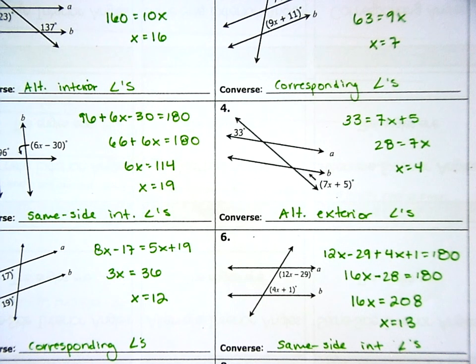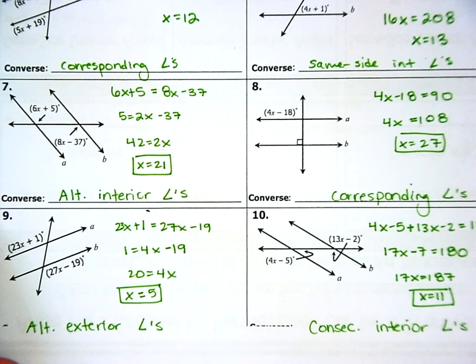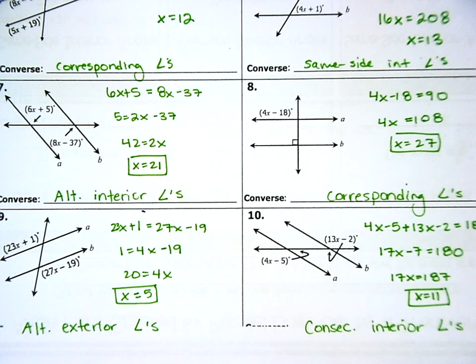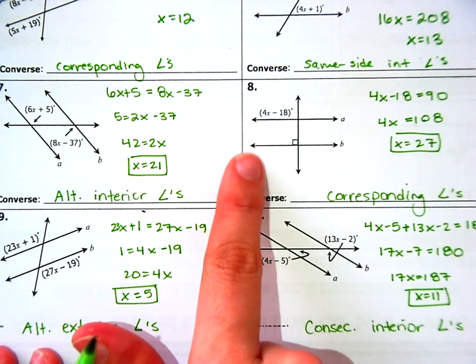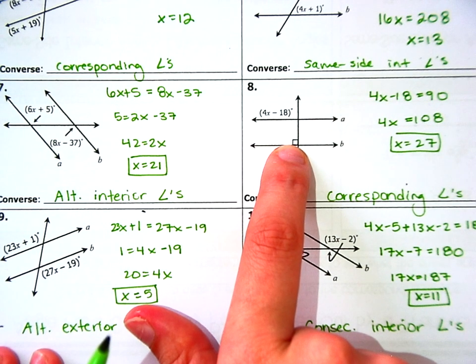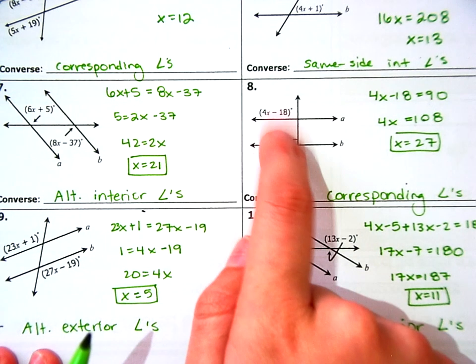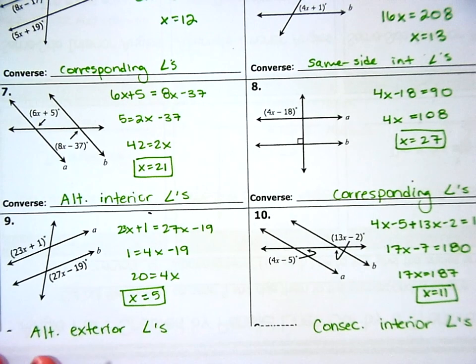And if you're ready, here are the last four answers. So check your x value and check for the reasoning. Remember, we are using the converse of these theorems and postulates in order to say that the lines are parallel. Just a little trick on number 8, even though this angle was not measured with an angle, that symbol tells us it's 90. So I knew those two angles were 90.